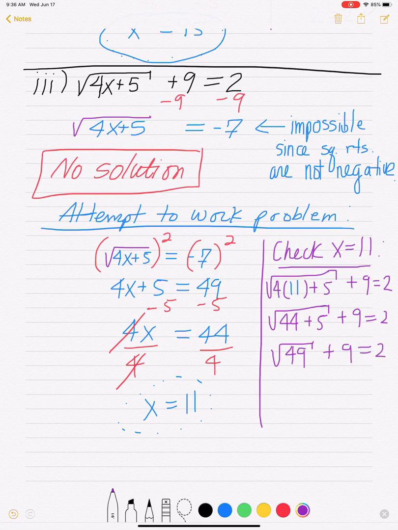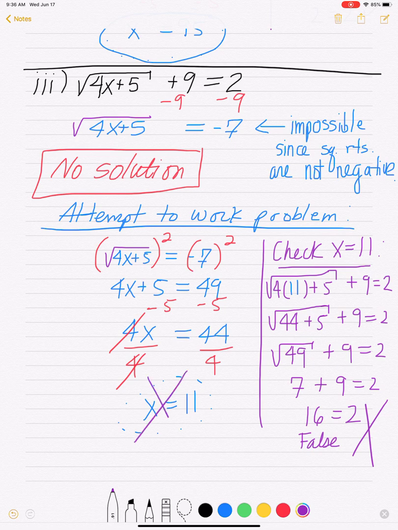Square root of 49, what's the square root of 49? Square root of 49 is 7, so we got 7 plus 9 equals 2. So we get 16 equals 2, which is false. So it fails to check out. So that is not a correct solution. 11 is not a correct solution. So in fact, there is no solution.